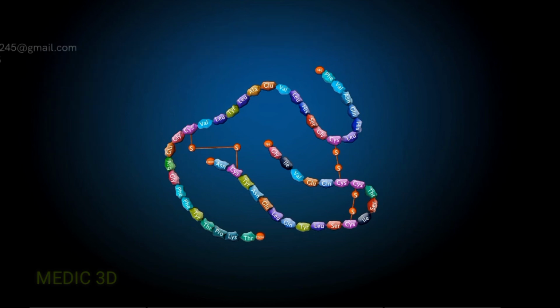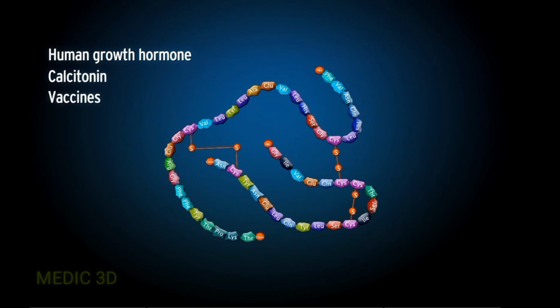Some medically useful recombinant products like human growth hormone, calcitonin and vaccines can be produced by recombinant DNA technology.